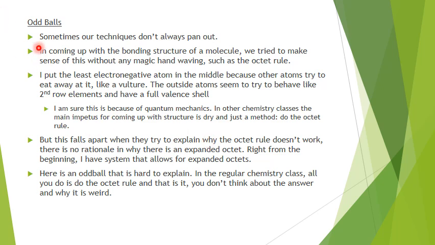All right, oddballs. Sometimes our techniques don't always pan out. In coming up with the bonding structure of a molecule, we try to make sense of this without hand waving, such as the Octet Rule. We just didn't say, follow the Octet Rule. We try to make sense of it. Put the lower electronegative atom in the middle, and so on. And I just want to let you know that it's not just about filling the Octet Rule. There's a whole lot more to it. But often there are oddballs that I can't explain. And there's an oddball I'm going to show you now.